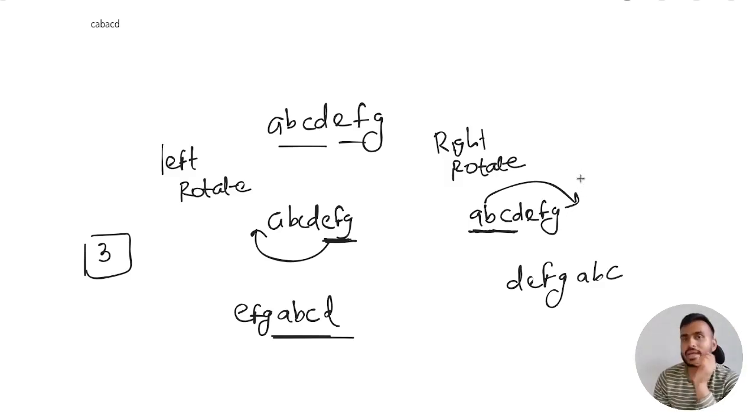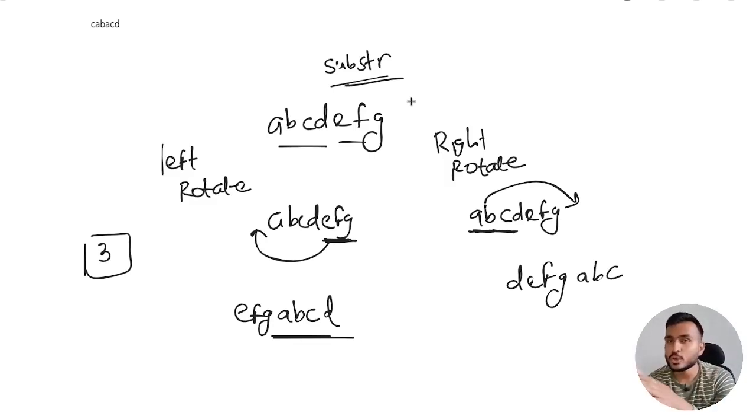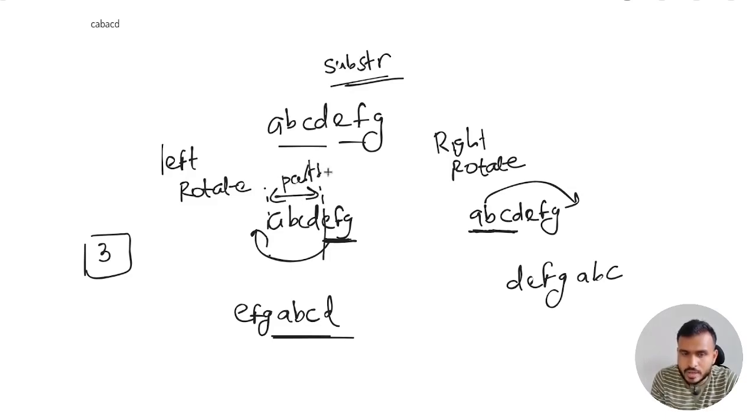Now let's understand how we can perform left and right rotation operations. It is very simple actually, because we have one function called substr. We have seen this operation on strings. This substr takes 2 inputs, the start index and the end index, and it returns that part of the string. In case of left rotation, we need to split the string into 2 parts. This is the first part, I'll call it part 1, and this is the second part, I'll call it part 2.